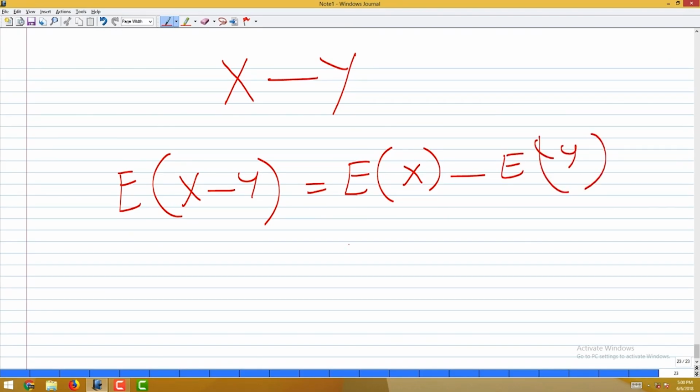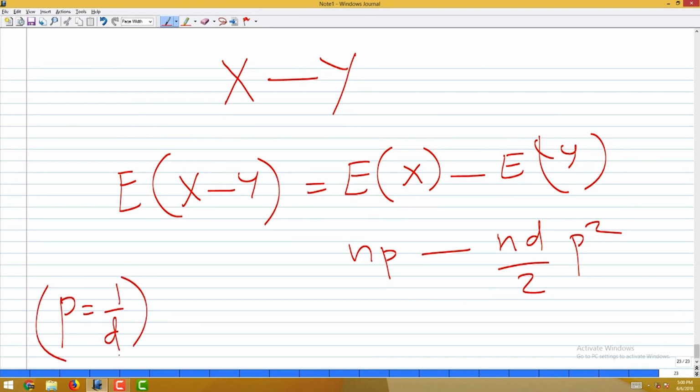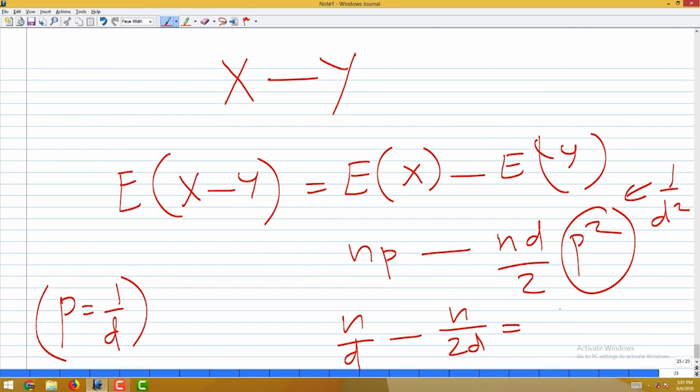So, the expectation of x minus y, by linearity of expectation, is very easy: expectation of x minus expectation of y. We know this is np minus n d by 2 into p square. Now, if I put p equal to 1 by d here, which is up to me because I could have decided that, this p square becomes 1 by d square, one d is cancelled from above, and this will be n by d minus n by 2d. So, n by 2d.